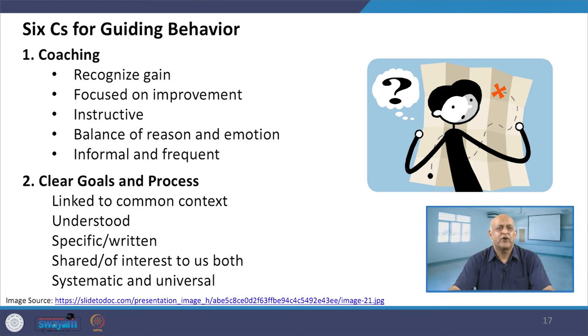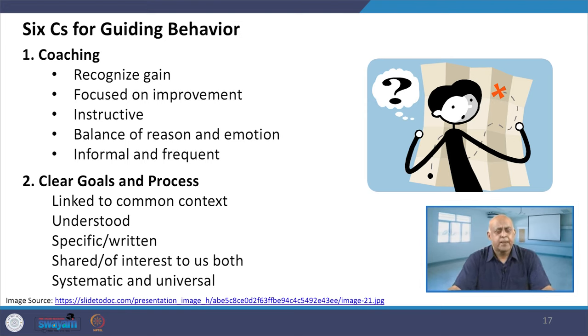When we talk about water cooler talk, water cooler talks are informal gatherings. It is not just chit-chatting. It is not a wastage of time. It is building relationships. So, clear goals and processes are there, linked to the common context and understood, specific and written, shared, of interest to us, both systematic and universal.